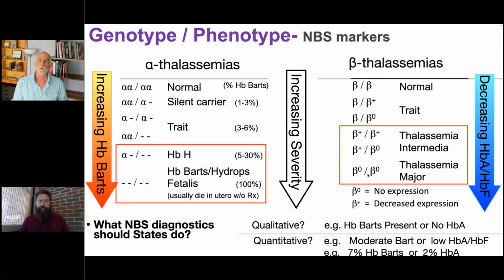Or do you do something more quantitative? And now it gets tricky. Do you just say low, medium, and high BARTS? Or decreased A? Or do you give numbers and quantitation, like a specific percentage, to try to narrow things down specifically? And so there's a lot of questions about this. But before going into that, I'm going to hand over to Patrick to talk about testing.